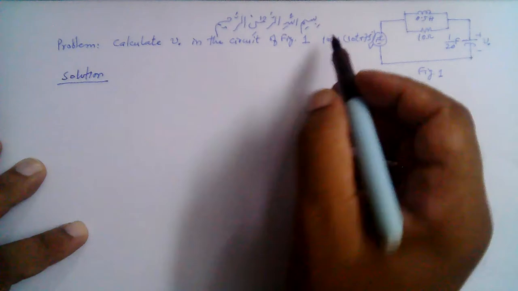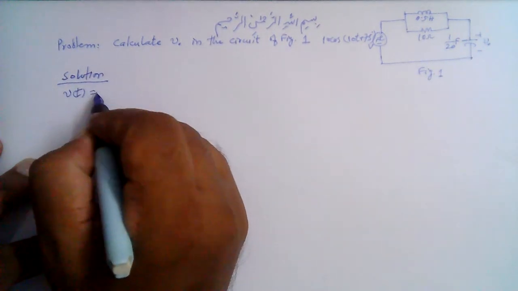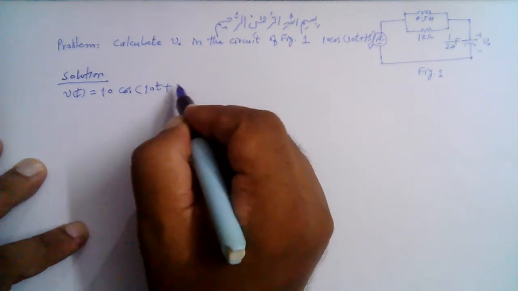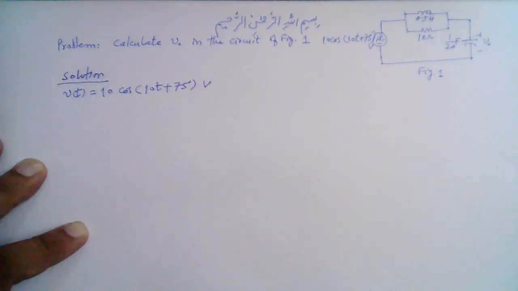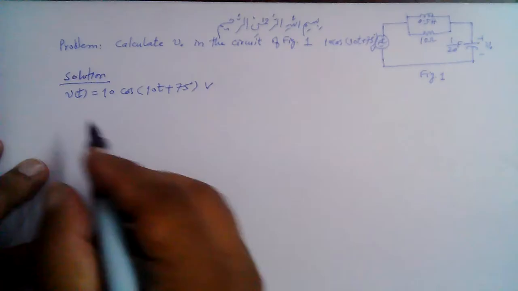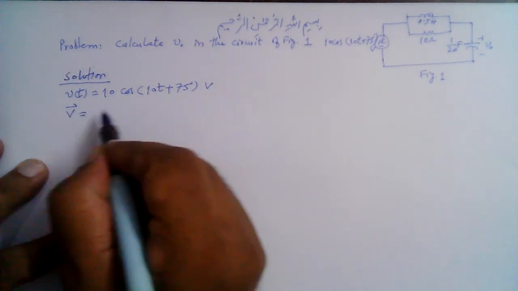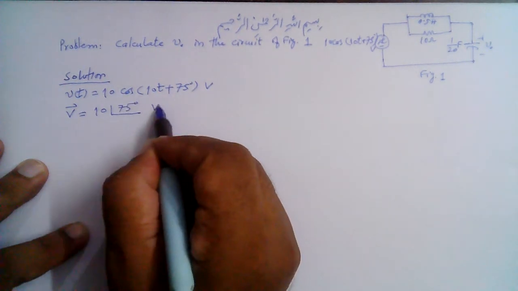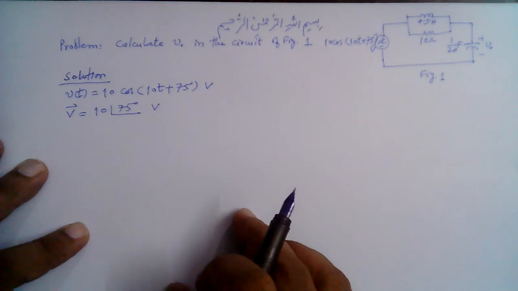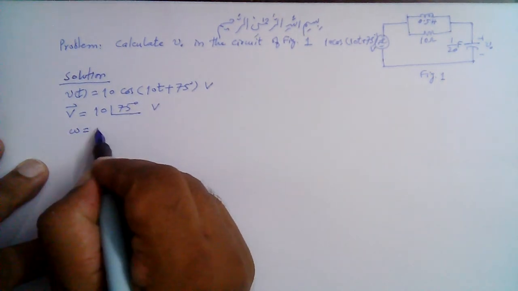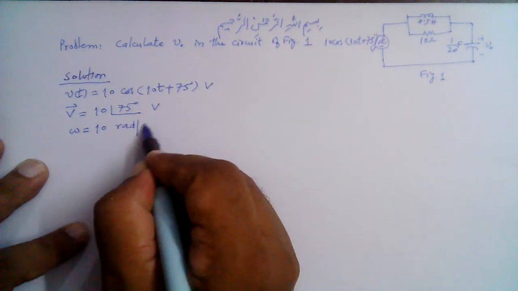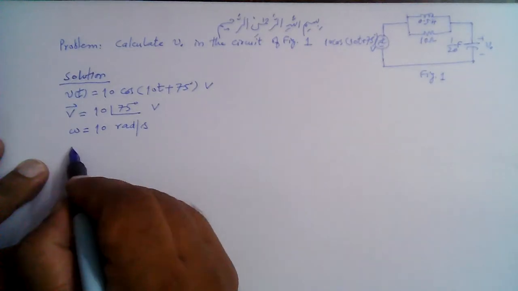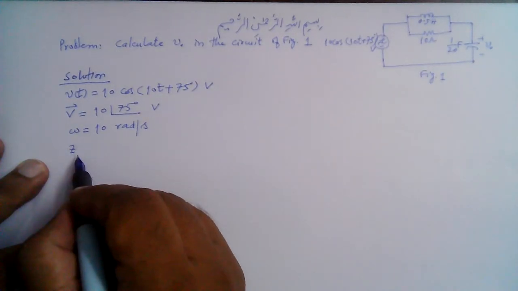So the source here, let's call it V of t in the time domain, is equal to 10 cos 10t plus 75 degrees volts. So let's represent its phasor domain representation as V. So that will be 10 at an angle of 75 degrees volts, right? So omega, the angular frequency, is 10 radians per second. And this 0.5 Henry inductor, let the corresponding impedance be designated with Z subscript L.